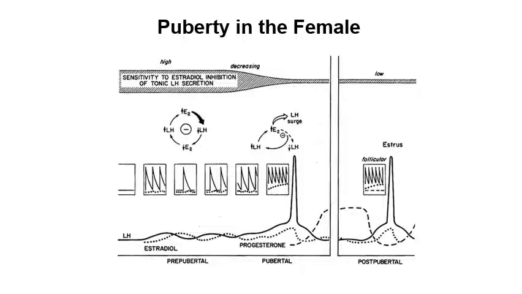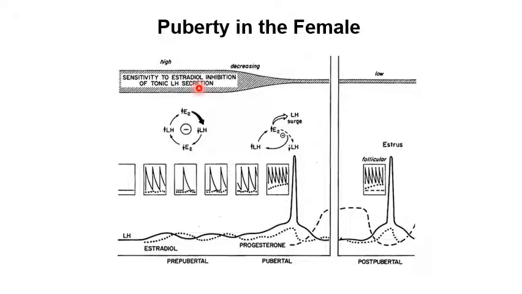This diagram shows the changes in the feedback sensitivity to estradiol at different stages of puberty in the female animal. So in this case, we have here three stages: the prepubertal, pubertal, and the postpubertal, or that is after puberty. So this portion here represents the sensitivity to estradiol and inhibition of tonic LH secretion. So as you can notice here, before puberty, there is a high level of sensitivity to estradiol inhibition of the tonic LH secretion.